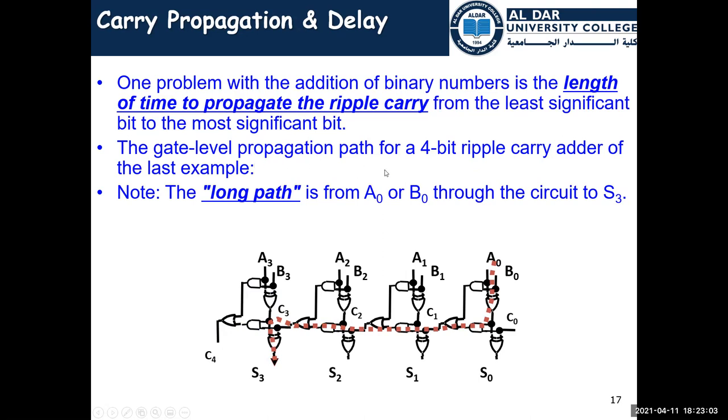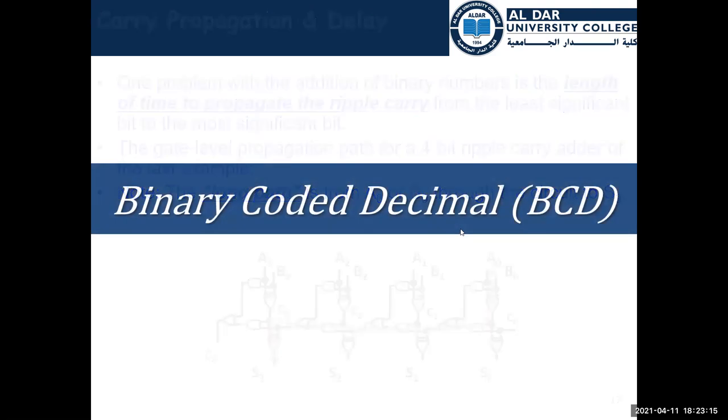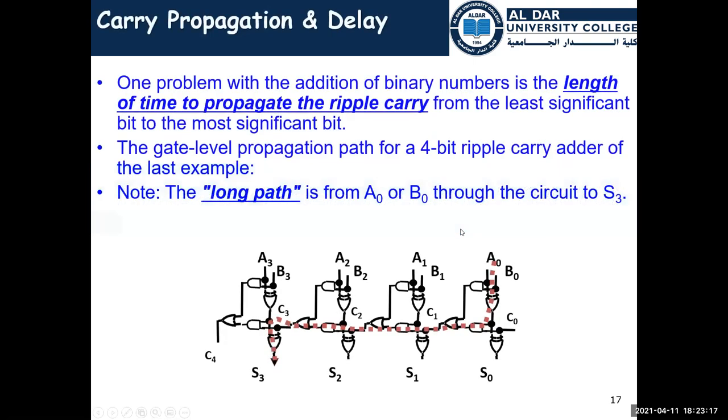And the gate level propagation path for the 4-bit ripple carry adder of the last example. This is just an explanation of the propagation delay and the time needed to have the correct output.